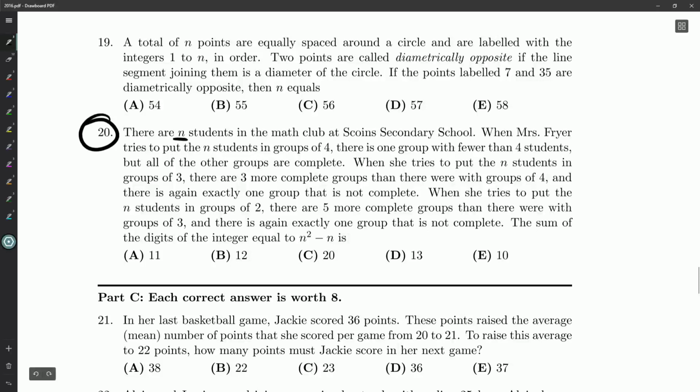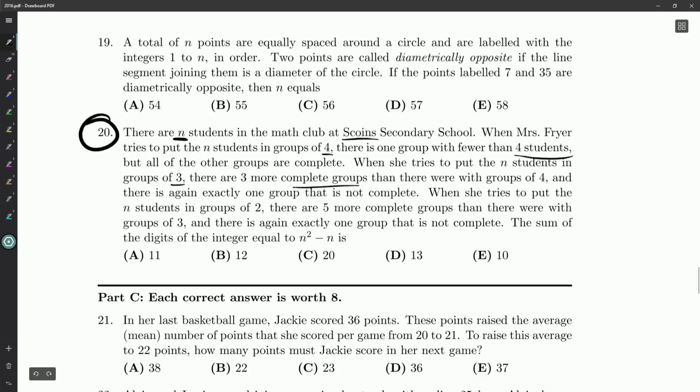What have we got? There are N students in the math club at Scoynes Secondary School. When Mrs. Fryer tries to put the N students in groups of 4, there is one group with fewer than 4 students. So 1 student, 2 students, or 3 students. But all the other groups are complete. When she tries to put the N students in groups of 3, there are 3 more complete groups, so groups of 3, than there were groups of 4, complete groups of 4.